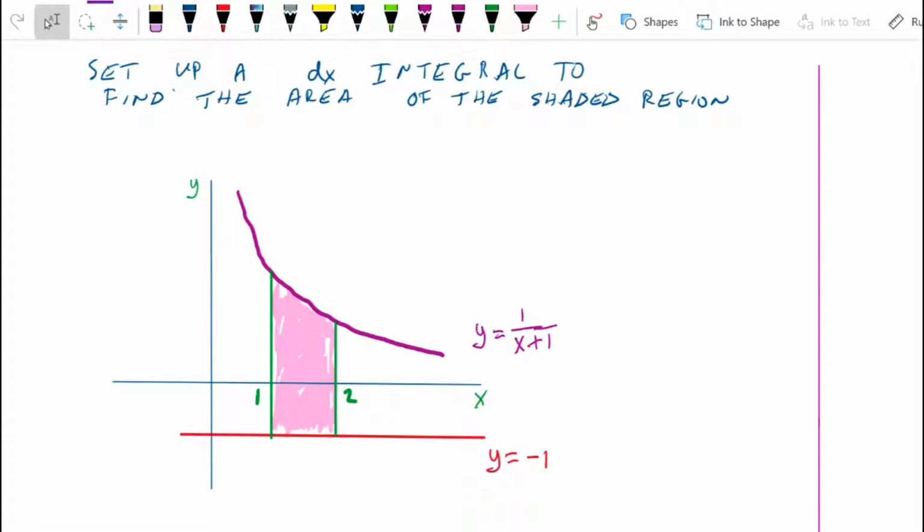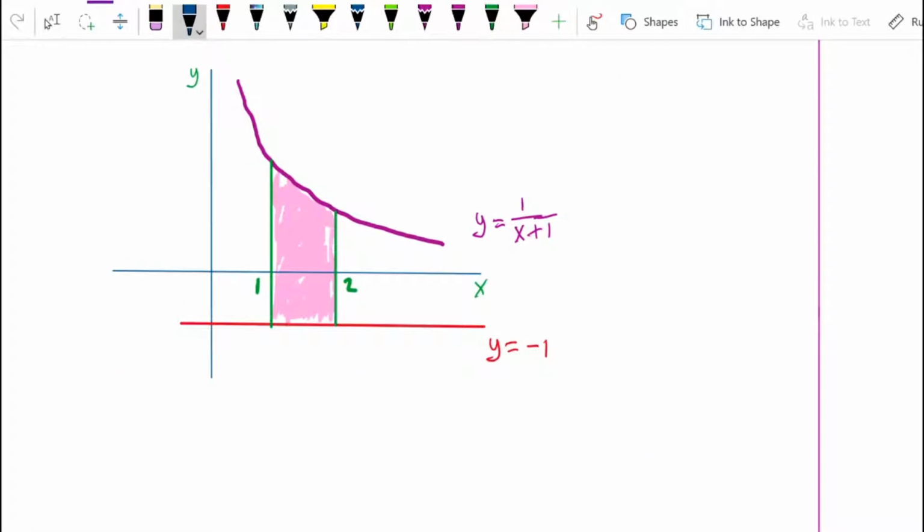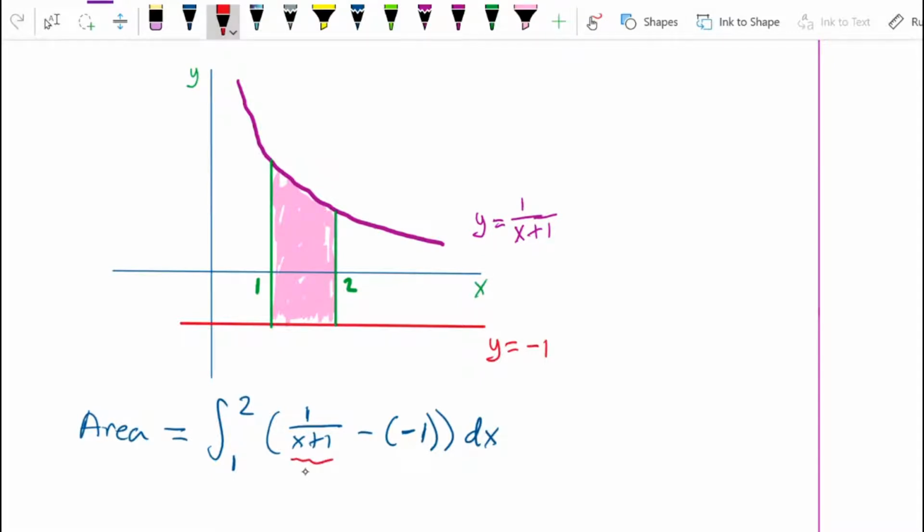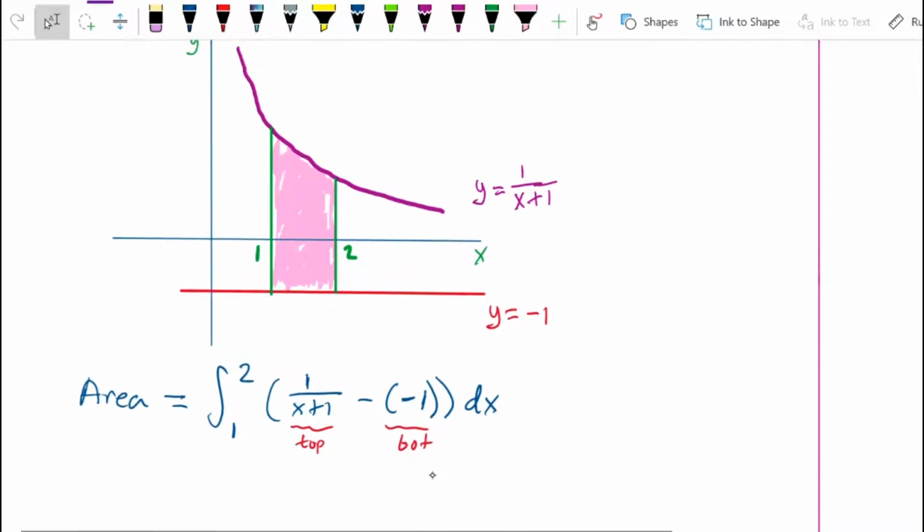So in order to find the area of the pink region, we would simply integrate top minus bottom like this. Write area is equal to the integral. You can see that on the left we're bounded by x equals 1, on the right by x equals 2. That's here and here. So we simply integrate the top function minus the bottom function. The bottom function happens to be a negative number, so we get here top minus bottom, and that's our integral.